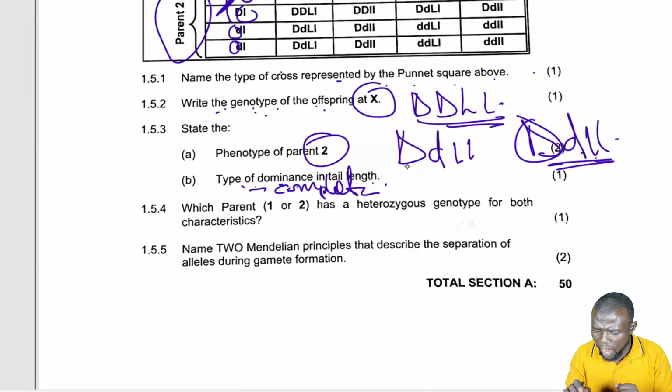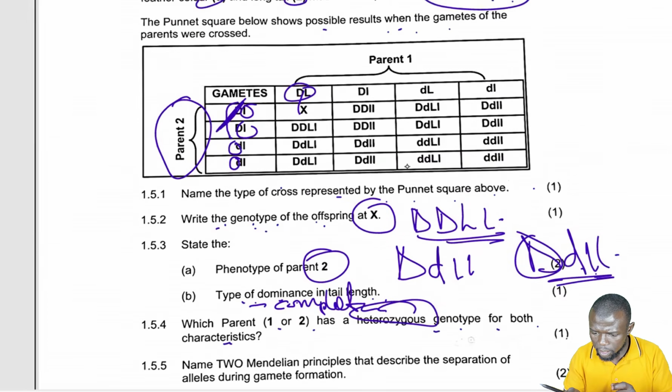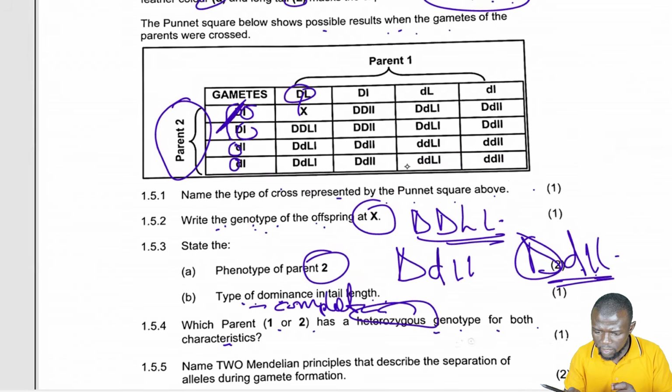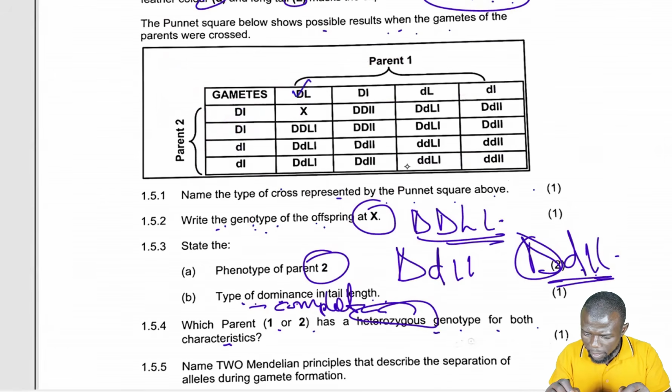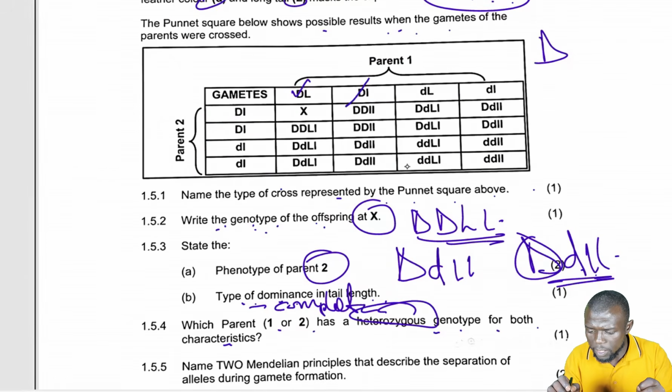Which parent, one or two, has the heterozygous genotype for both characteristics? They're saying heterozygous. I see it is parent two. You know why? Let's find out. Here I have capital D, I write the capital D. Do I have capital D again? Yes, so I cancel it out. Do I have a small d? Yes, I have small d, so I write small d. So I don't write the D again.